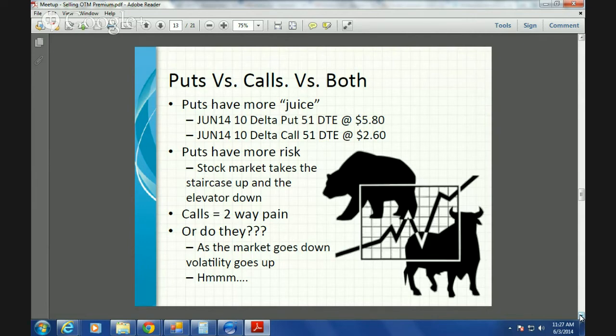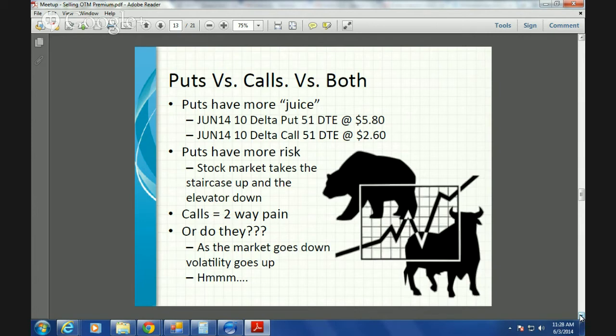But on the flip side, you have more risk. Well, at least traditionally, people think you have more risk in the puts than you do in the calls. Now, over the last year and a half, looking at some of these charts, you can say that the risk has definitely been on the upside, more so than the downside. But traditionally, you take the stairs up and the elevator down with the markets. So there's always going to be more juice on those puts.